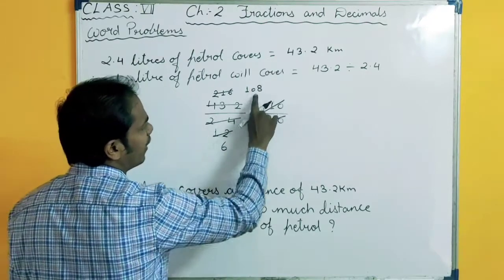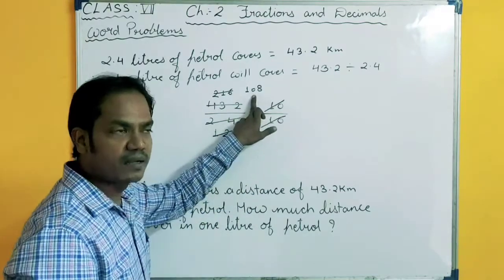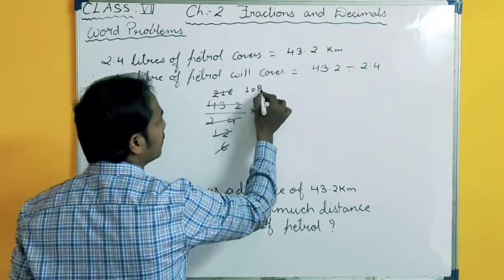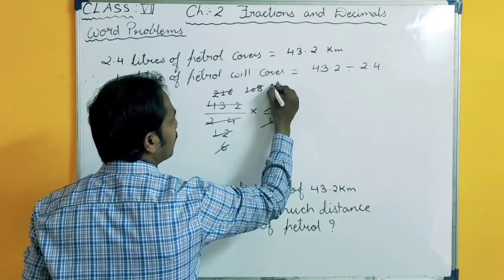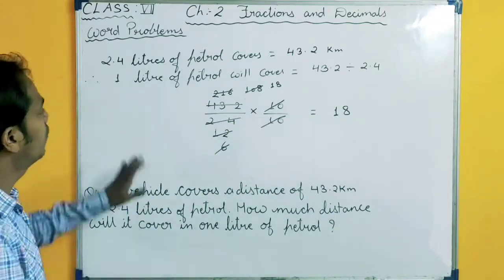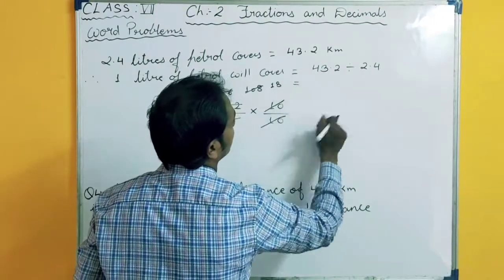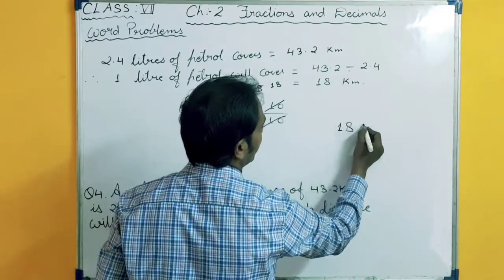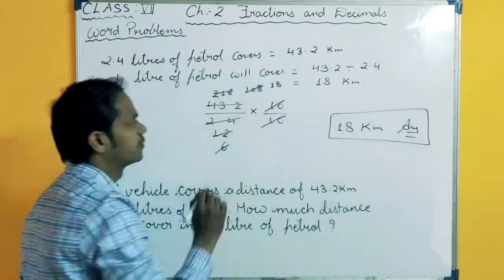Now check if you can divide 108 by 6, whether it is divisible or not. 6 1s are 6, 10 minus 6 is 4, 48. 6 8s are 48. Yes, completely divisible. So what is remaining at last? 18. So in 1 liter of petrol it will cover 18 kilometer. So 18 kilometer is your final answer. This is your final solution.